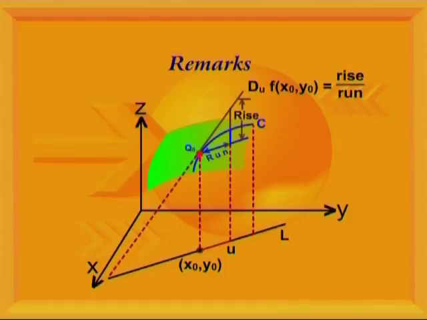Algebraically, we say the directional derivative D_u f at x naught, y naught in the direction of u can be interpreted as the instantaneous rate of change in the direction of u at x naught, y naught of z equals f(x, y) with respect to the distance parameter s described above, or geometrically as the rise over the run of the tangent line to the curve C at the point Q naught.